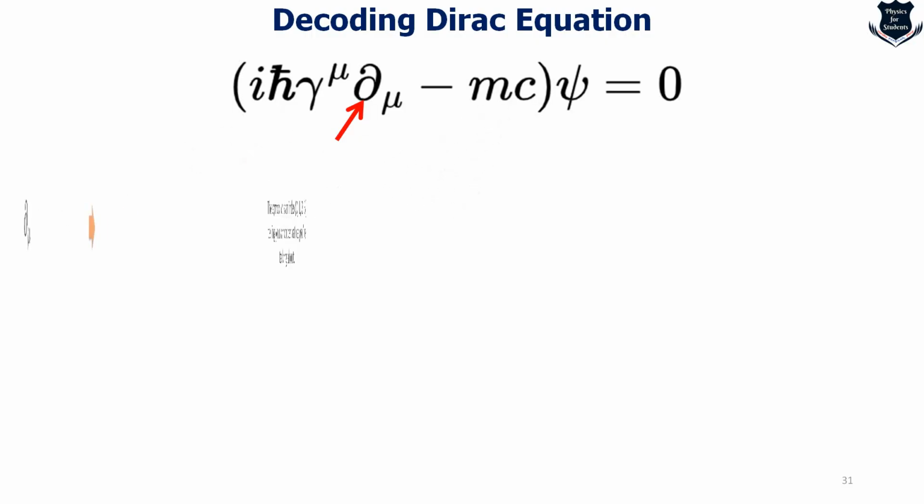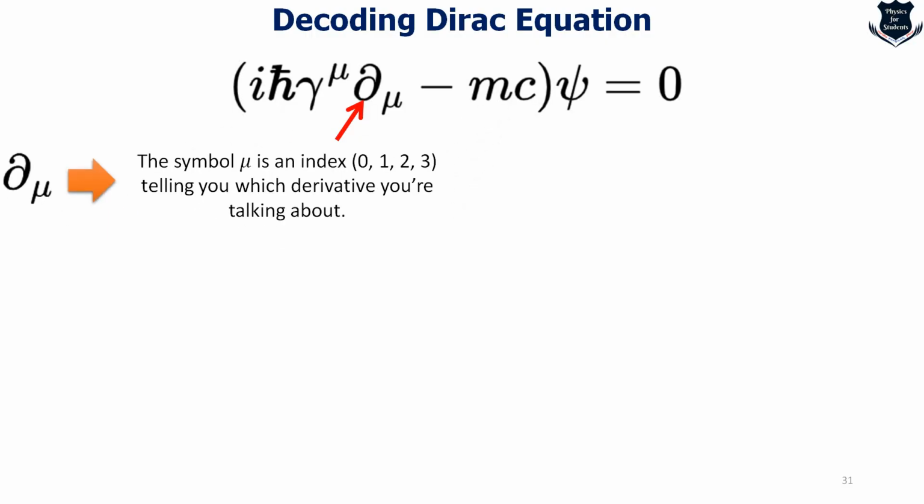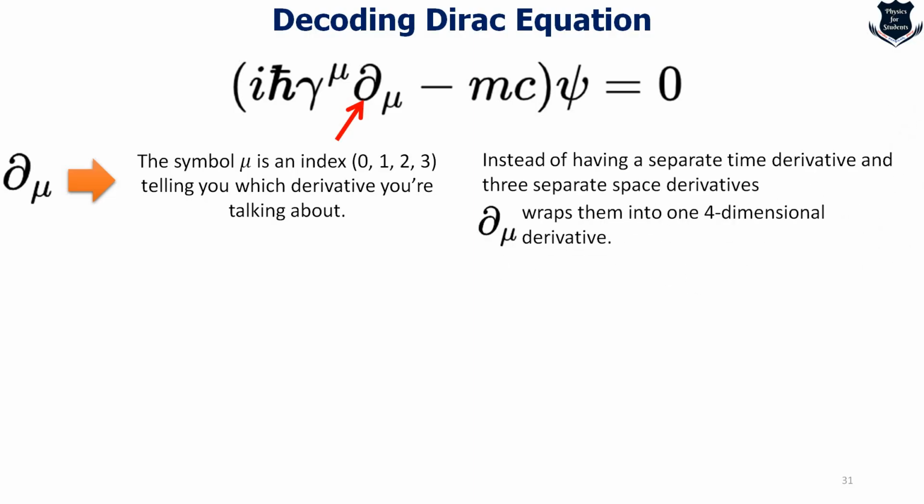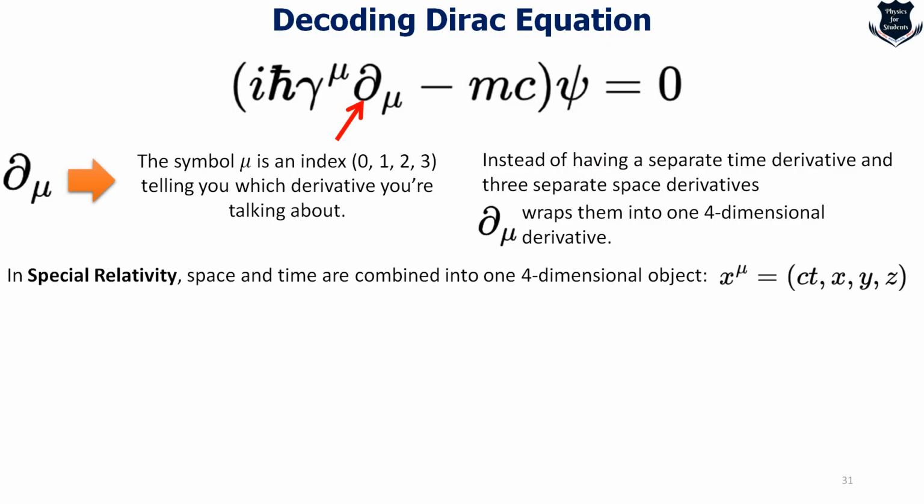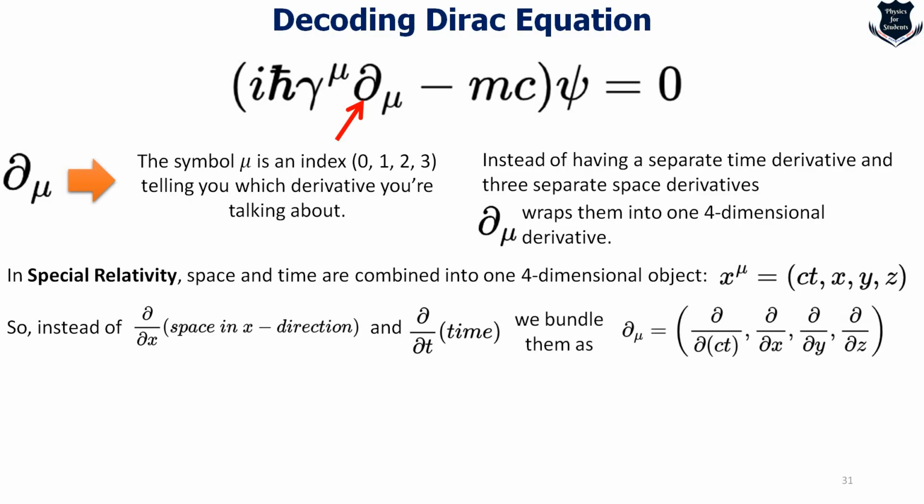Now we come to the very important and interesting partial mu. So the partial mu is again 0, 1, 2, 3 as usual, but instead of having space and time derivatives separately, we wrap them into one partial derivative, that is partial mu. As you can understand, in special relativity, space-time is a 4-dimensional object. So instead of having del upon del x, space in the x direction, and del upon del t, time in this direction, we bundle them up as this. And we can very well make them into a Laplacian operator, and that Laplacian operator is further generalized as the D'Alembertian operator, which I have shown earlier.